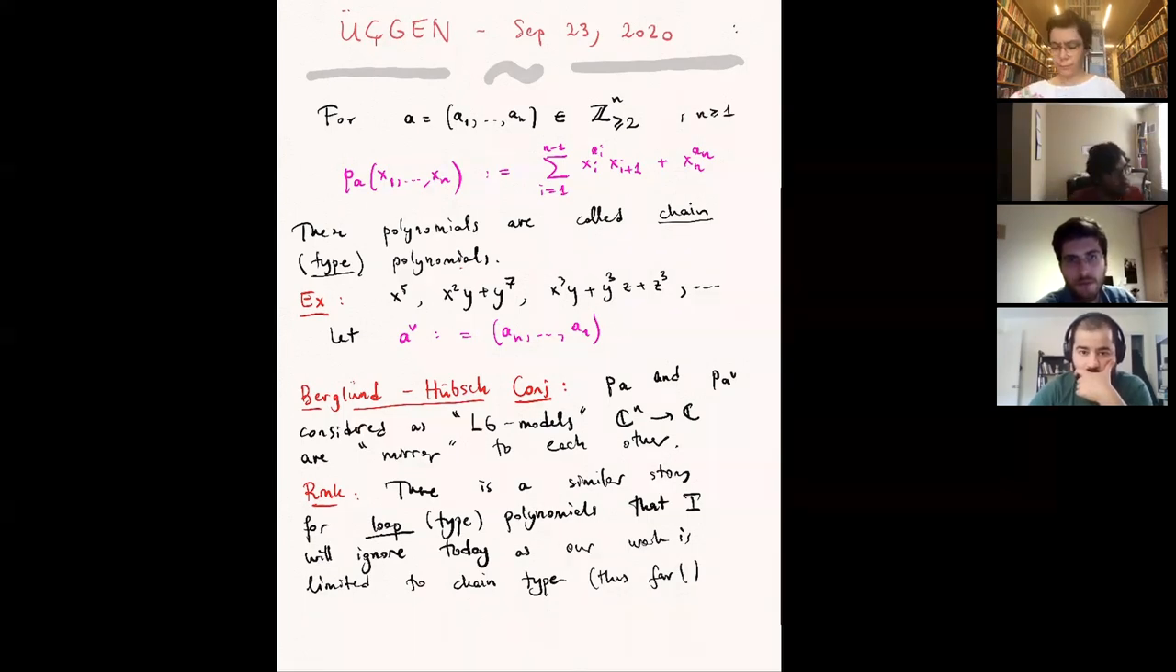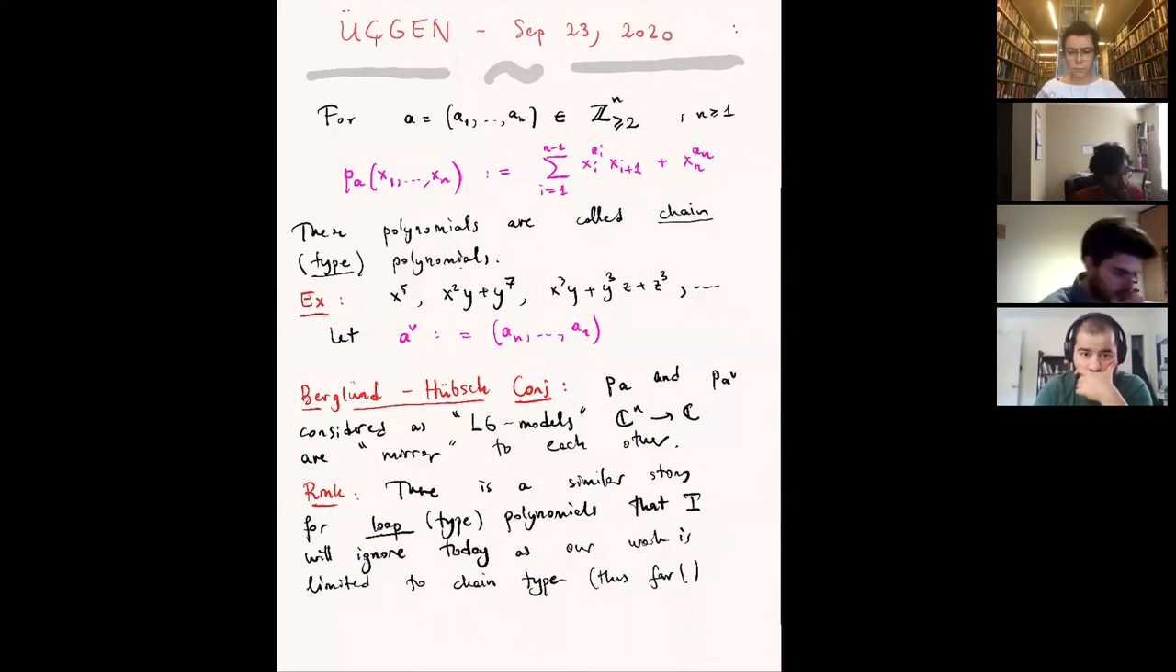It's a special case. Okay, so for a given such vector of integers, we define this chain type polynomial. If the vector has n entries, it's a polynomial in n variables, and it's defined in this way. P sub a signifies that this P is the polynomial associated to a. The reason why it's called chain type is because the variables are linked to each other in the manner of a chain. For example, if n is equal to 1, x to the 5 could be an example. When n is equal to 2, x squared y plus y to the 7 could be an example. If n equals 3, then x cubed y plus y cubed z plus z cubed is an example, and so on.